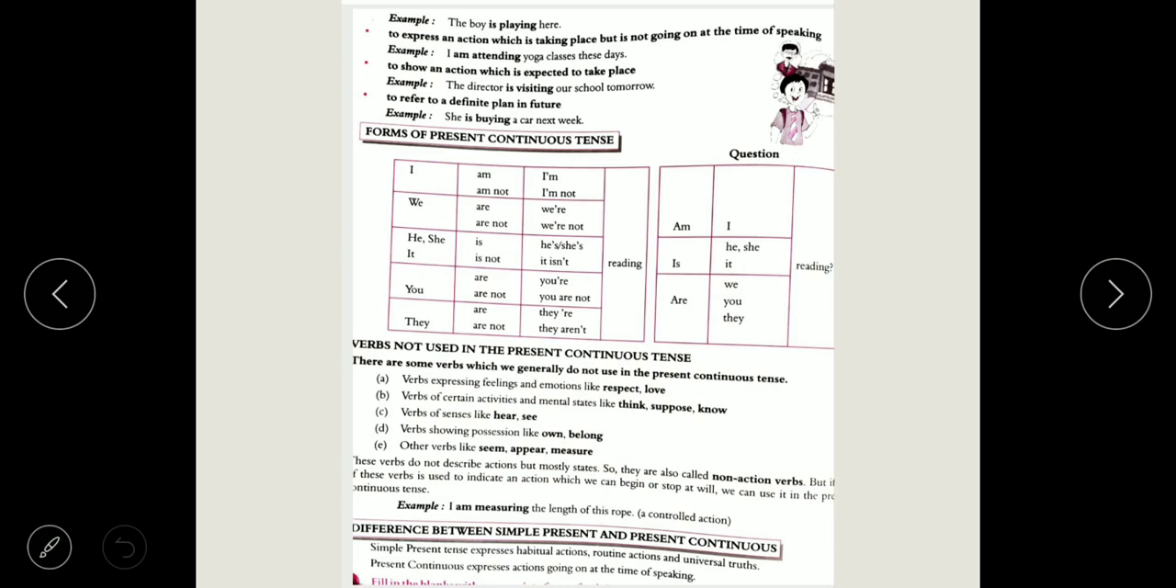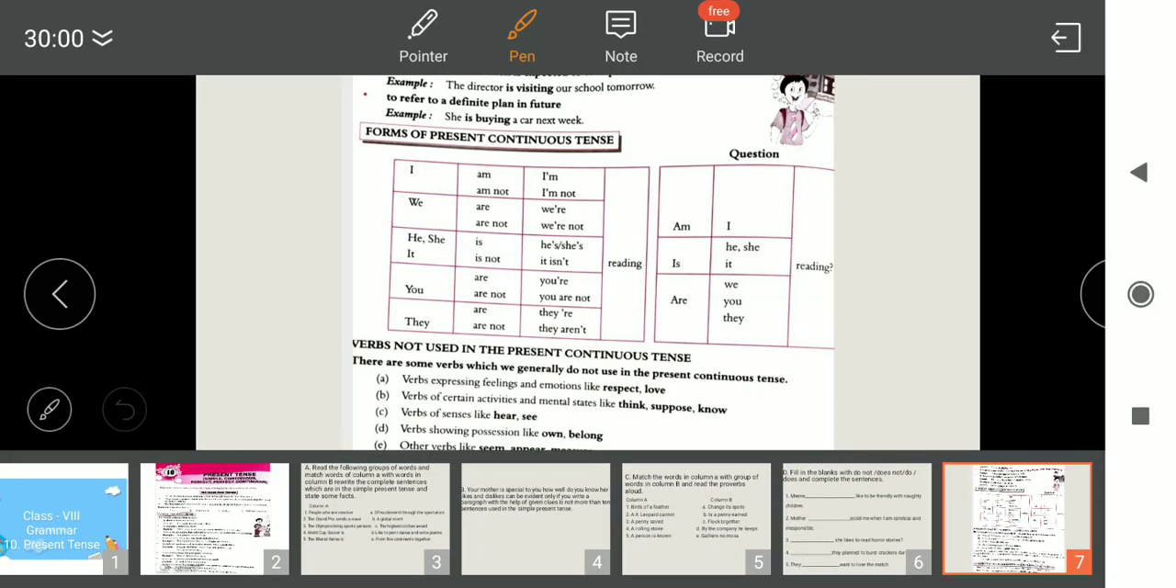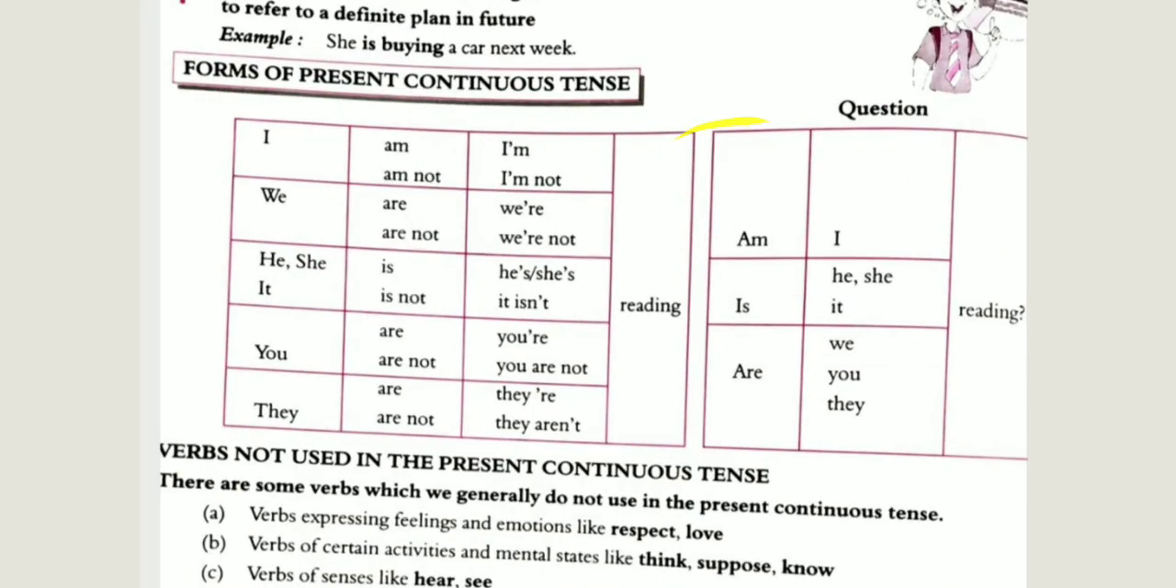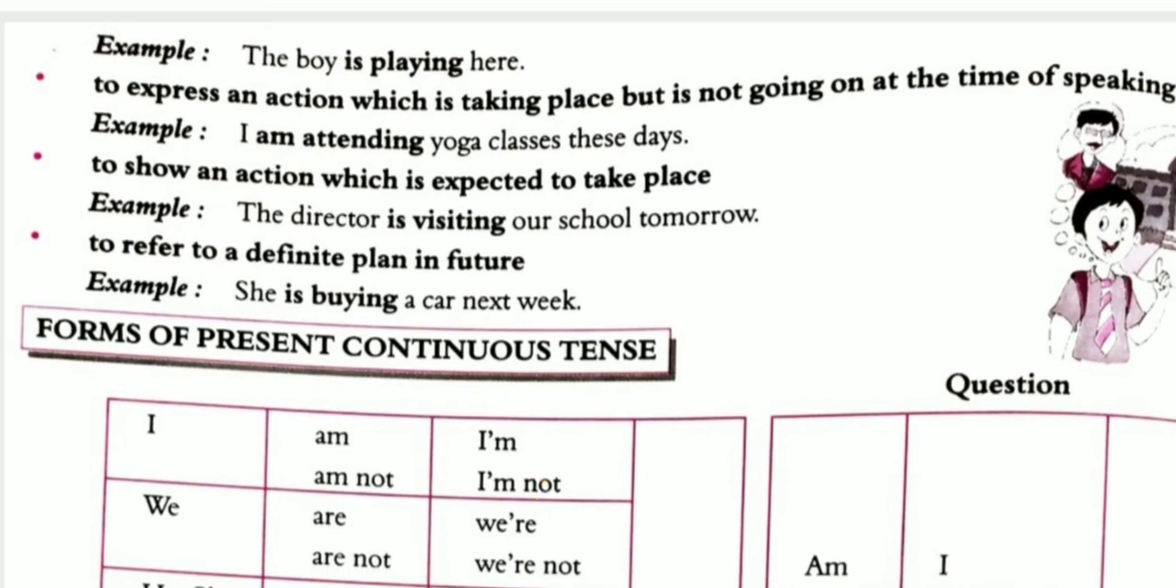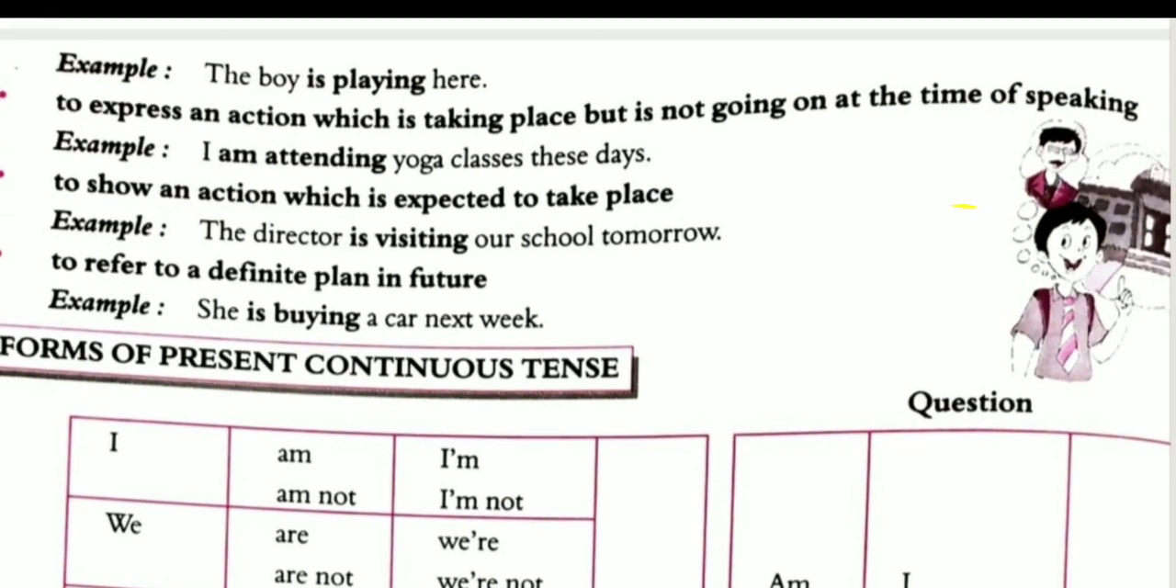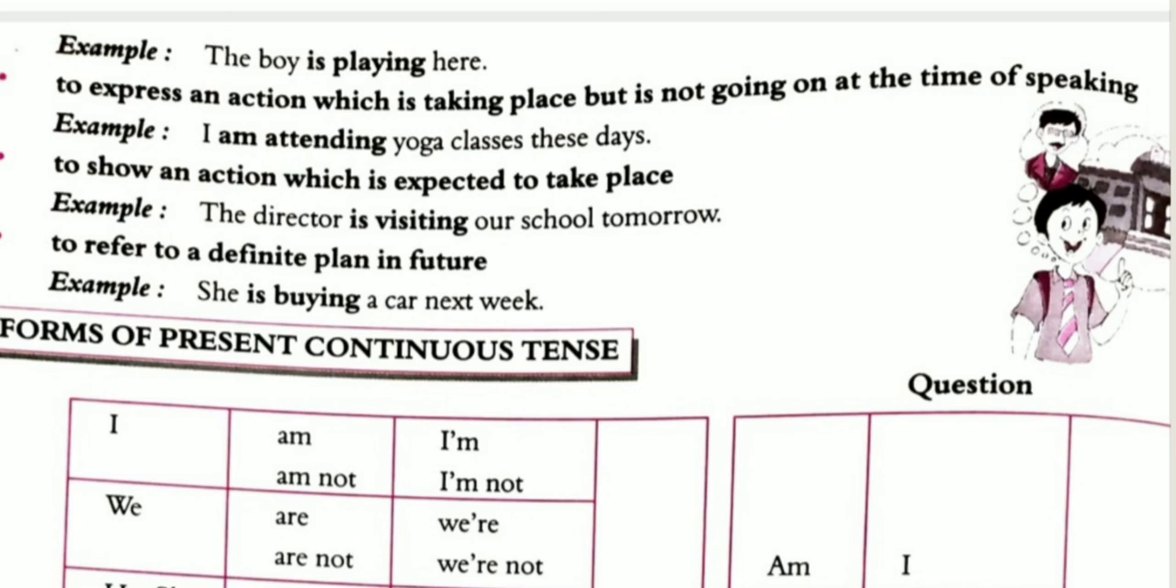Now present continuous tense. The present continuous tense is used to indicate an action which is still going on at the time of speaking. Like the boy is playing here. To express an action which is taking place but is not going on at the time of speaking. Example, I am attending yoga classes these days. To show an action which is expected to take place.